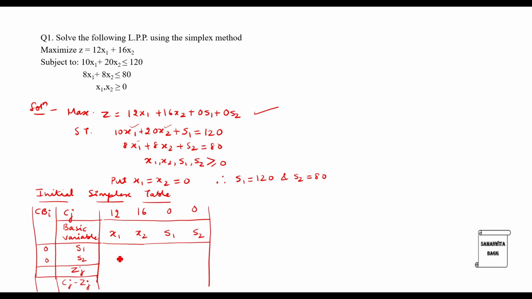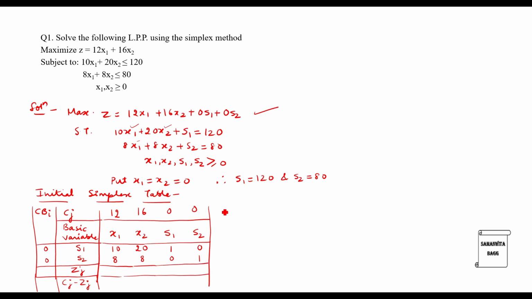Now in this first initial table, what you are going to write over here are the coefficients of x1, x2, s1 and s2. So from the first equation, I'll fill up the first row. I have 10, then I have 20. Coefficient of s1 is 1 and s2 is 0. There is no s2 term in the first equation. Then we have the second equation. The value of x1 is 8. x2's coefficient is 8. s1 is not present. s2 is 1. So you have finished making this part of the table.